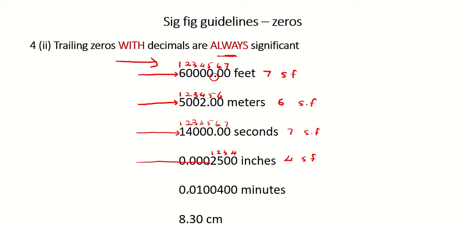Next number. Do you see a decimal point? Yes, you have one over here. Draw the arrow until you hit the first non-zero digit and then start counting. 1, 2, 3, 4, 5, 6. 6 significant figures. The next number. You see the decimal point. Draw the arrow until you find the first non-zero digit and then start counting. 1, 2, 3. You have 3 sig figs.